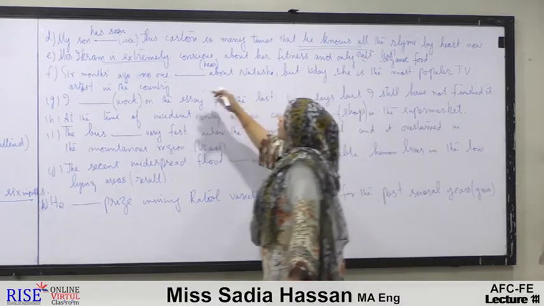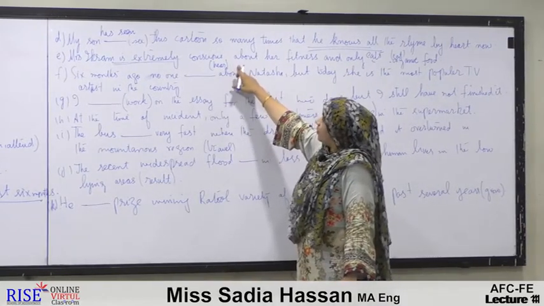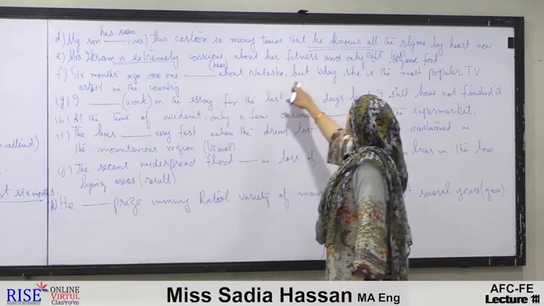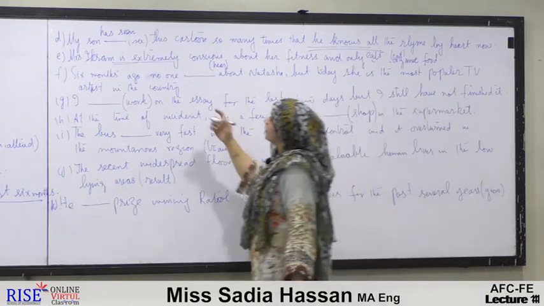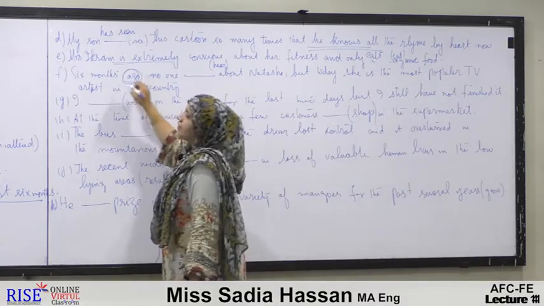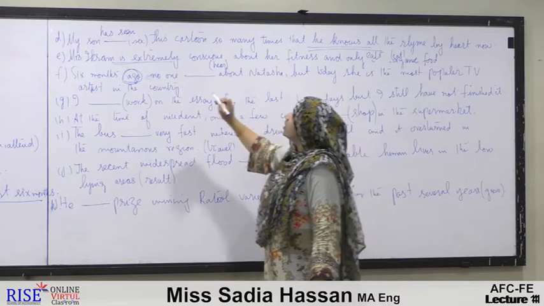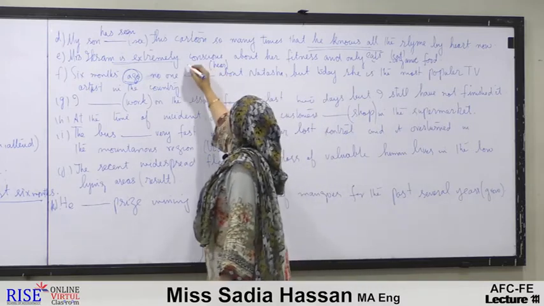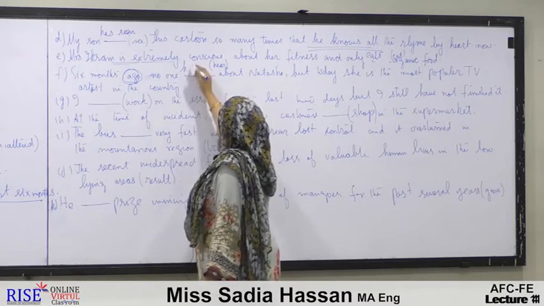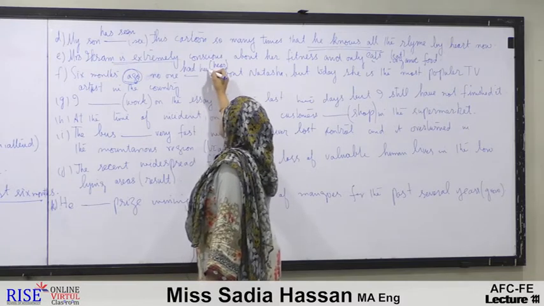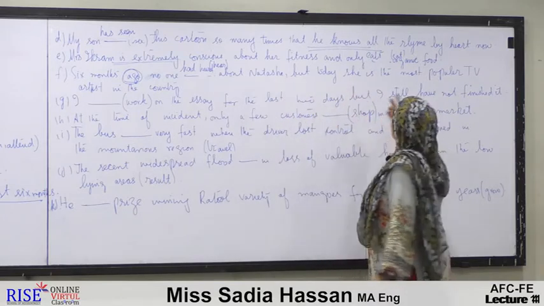Number F. Six months ago, no one dash. Here has been given as a verb for this blank, about Natasha. But today she is the most popular TV artist in the company. Again, ago is there. Whenever this adverb is there, we always go for the past form of the verb. Fine. Six months ago, no one heard about, or no one had heard about. You can always use had as well. No one had heard about Natasha, but now she is the most popular TV artist.